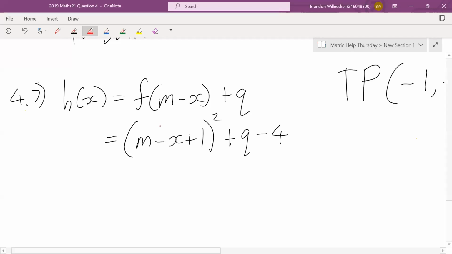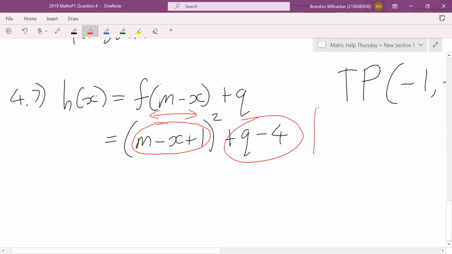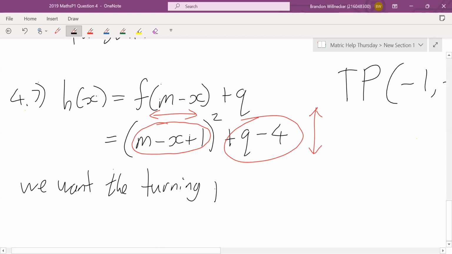So this inside part here shows us the shift in x. So this is the left and right shifting. This grouping over here deals with the vertical shifting, the up and down. Now we want the turning point to be at the origin. So we want the turning point to be at the origin.